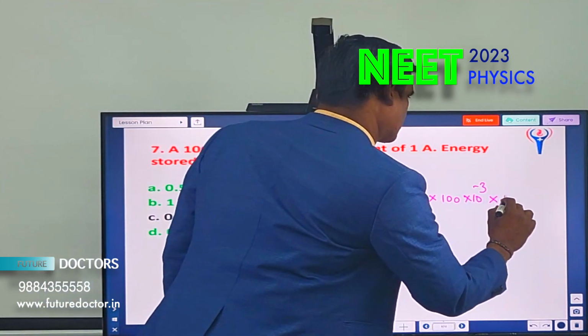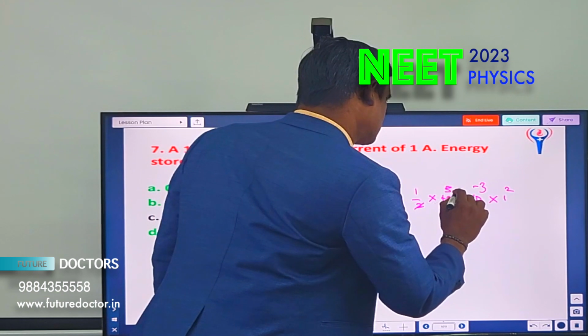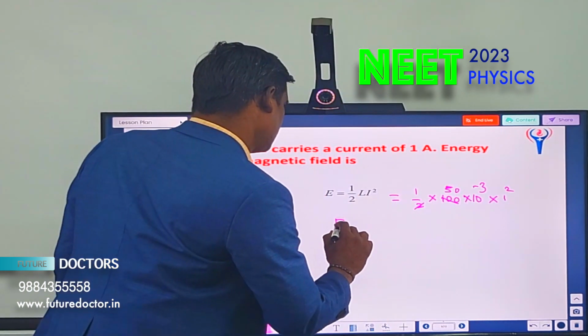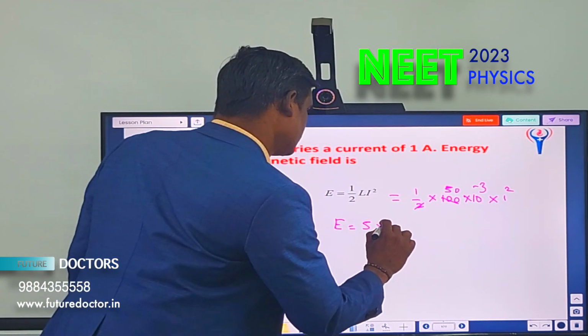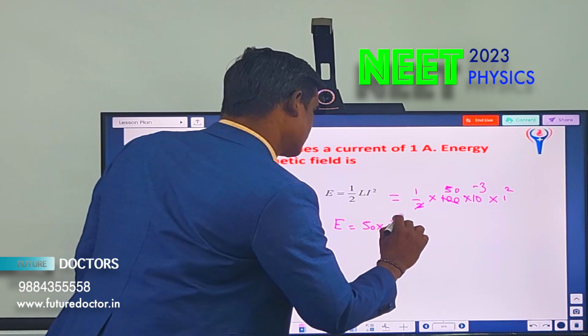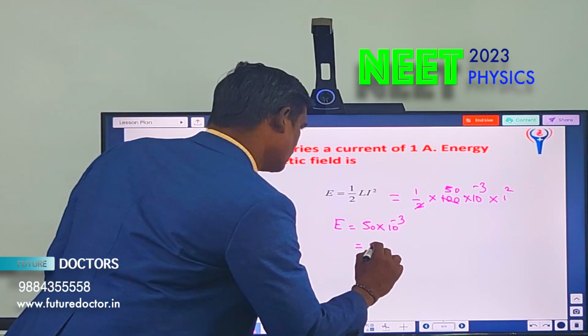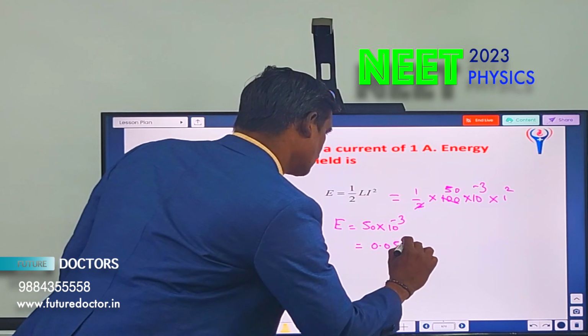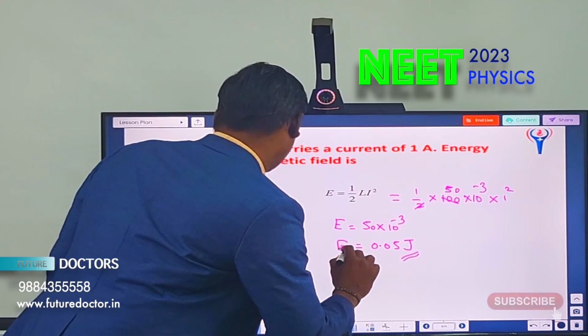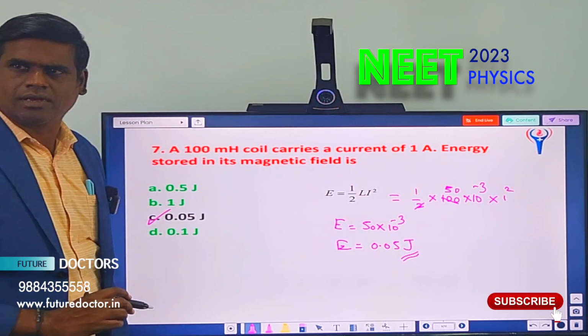I is 1 square. This gives half times 100. Then E equal to 50 into 10 power minus 3. That is equal to 0.05 joules. So option C. Option C is the correct answer.